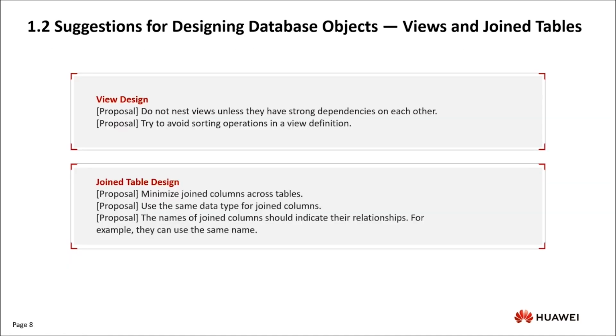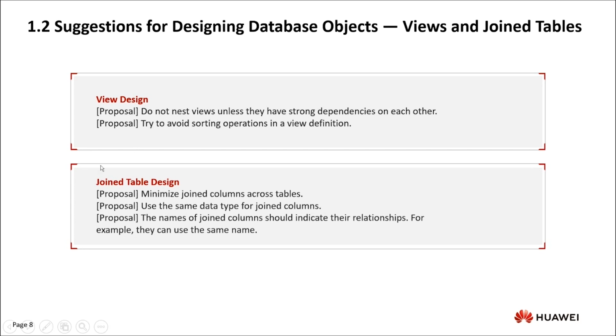And finally, for this chapter, let's discuss some suggestions for views and join table design. First of all, for view design, please do not use nested views unless they have strong dependencies on each other, because this will reduce performance. And secondly, try to avoid sorting operations in a view definition. We can just perform sorting operations when we are actually obtaining data from the view. It is not needed to put sorting operations in a view definition, because this will also reduce the performance.